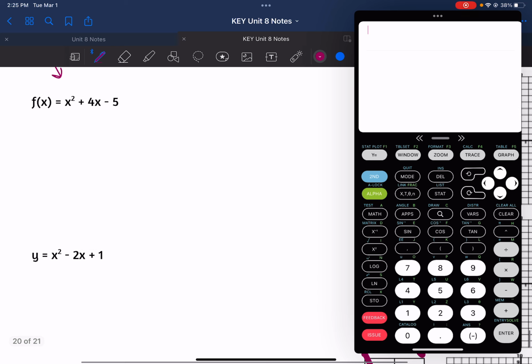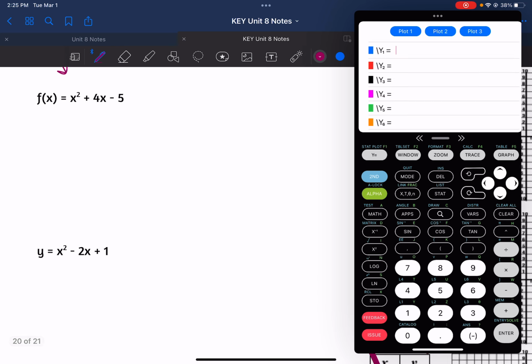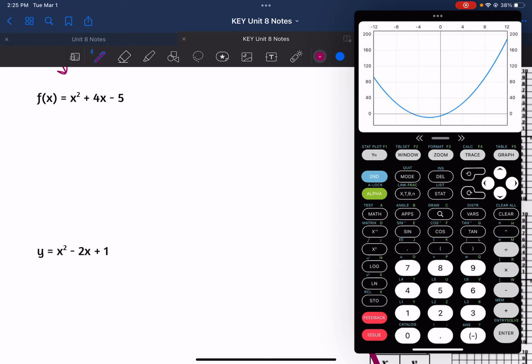We're going to graph it like we normally would, right? So go ahead and hit y equals. I need to clear out what I have here. We're going to hit x squared, plus 4x minus 5. All right, now I'm going to hit graph. Now that I've graphed it, here's what my graph looks like. Now what I need to figure out is what are my two solutions? Where does this blue line cross my x-axis?